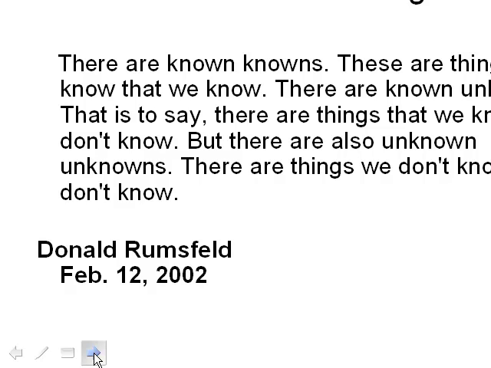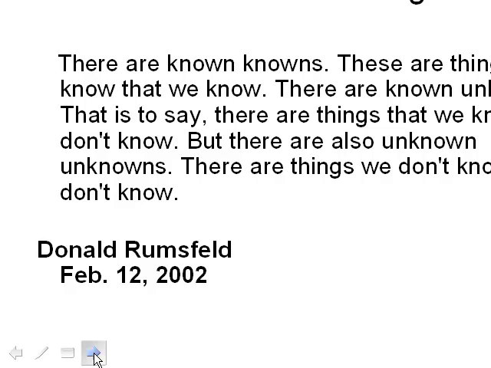On February 12th, 2002, Donald Rumsfeld made a startling speech in a press briefing. Here is an excerpt from it. There are known knowns. These are things we know that we know. There are known unknowns. That is to say, there are things that we know we don't know. But there are also unknown unknowns. There are things we don't know we don't know.